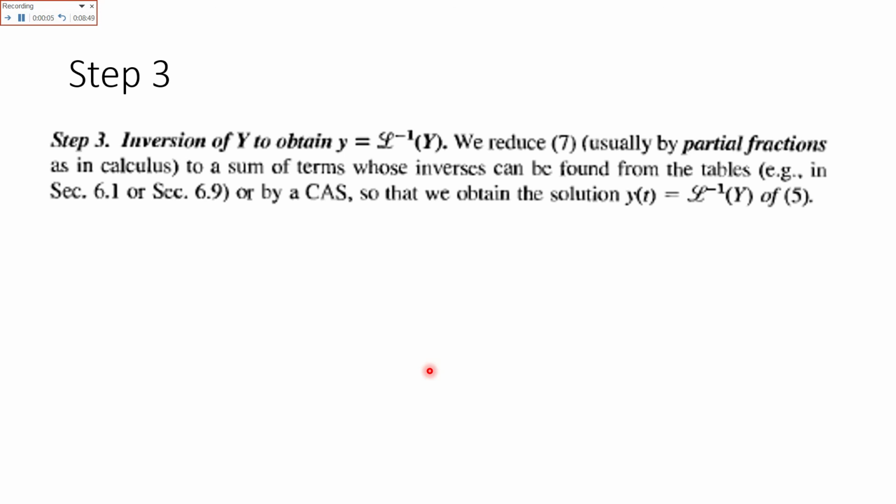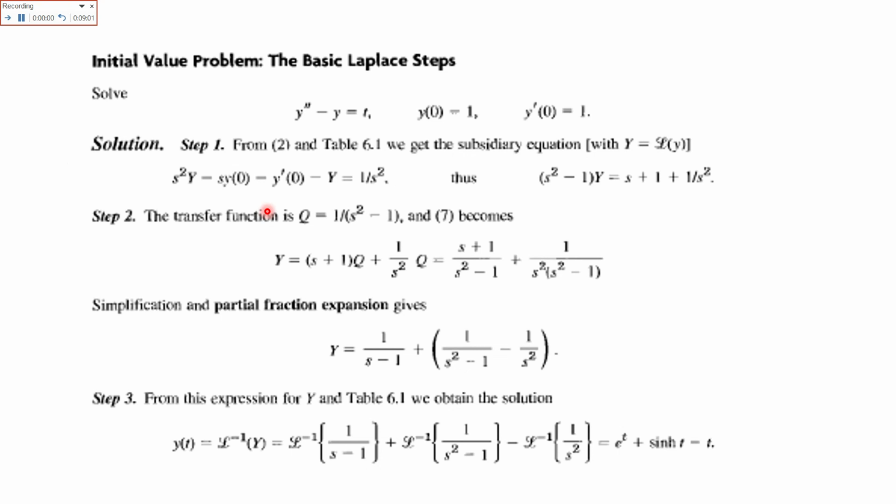Inversion of y to obtain the inverse Laplace. Here y of t is equal to Laplace inverse of y of s. We can reduce it by partial fractions. The basic Laplace steps are: here is the equation that has been given, y double dash minus y is equal to t, y of 0 is 1 and y dash of 0 is also 1. We will take the Laplace on both sides, so it will become s square y minus s y of 0 minus y dash of 0, so that will become y. What is the transform of t in Laplace? That is 1 over s square.